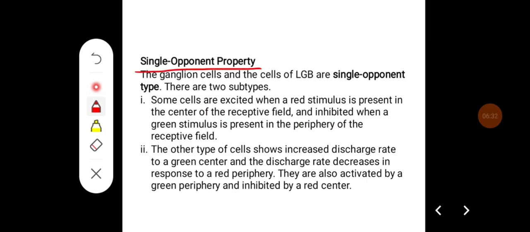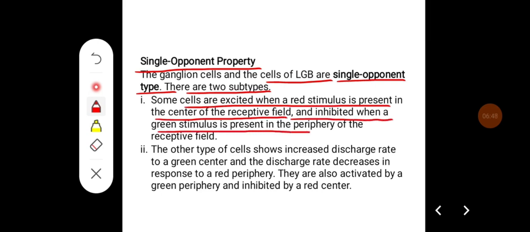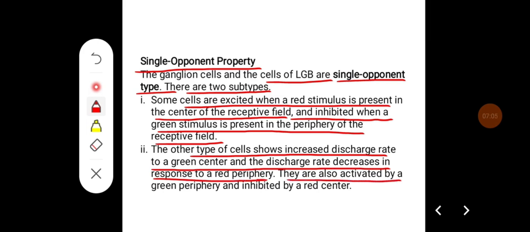Single opponent property. The ganglion cells and the cells of LGB are single opponent type. There are two subtypes. Some cells are excited when red stimulus is present in the center of the receptive field and inhibited when green stimulus is present in the periphery of the receptive field. And the other type of cell shows increased discharge rate to green center, and discharge rate decreases in response to a red periphery. They are also activated by green periphery and inhibited by red center.